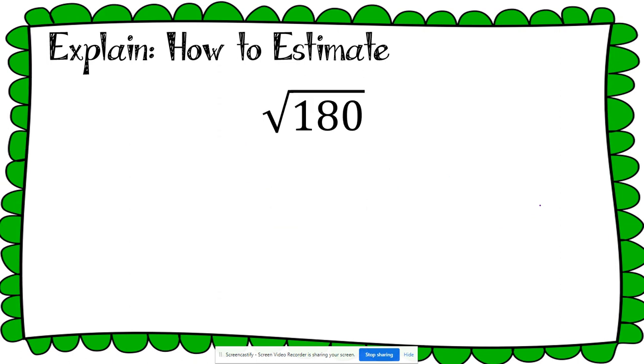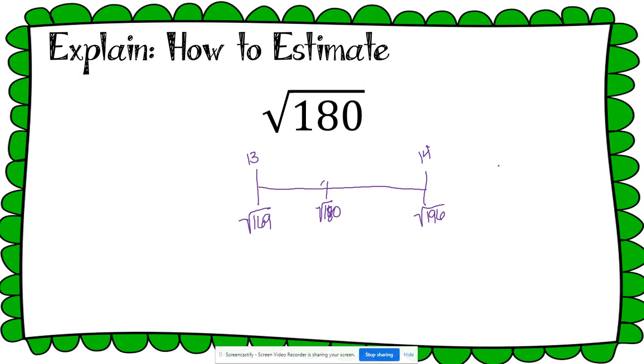For the square root of 180, we need to figure out those perfect squares as well. Well, when we think about 180, we know that it is in between 169, so the square root of 169 is 13, and 196, which is 14. Well, we know that 180 is probably a little bit closer to 169 than it is to 196. And now we just need to figure out where it would be located.